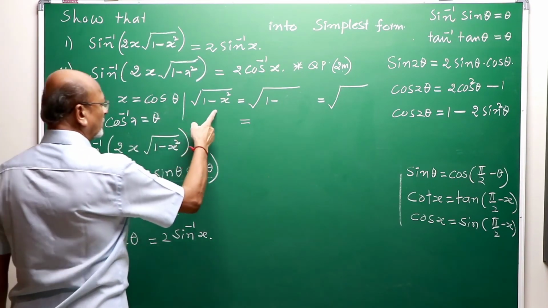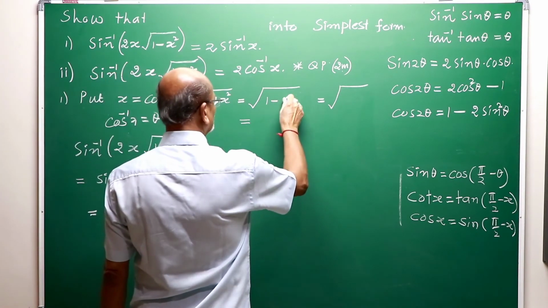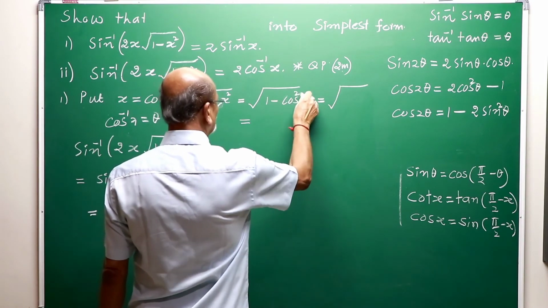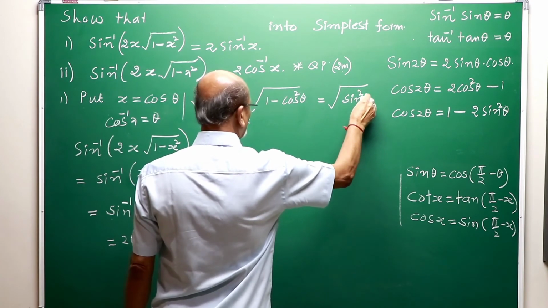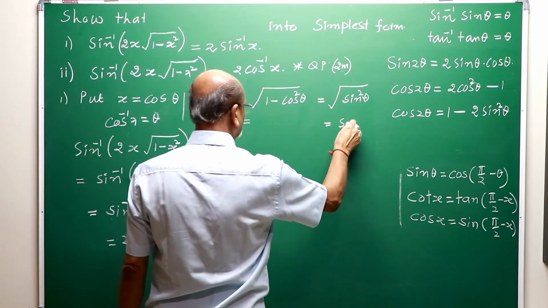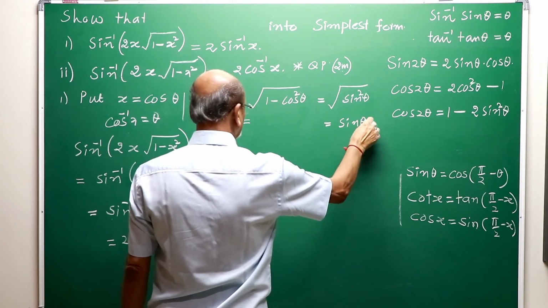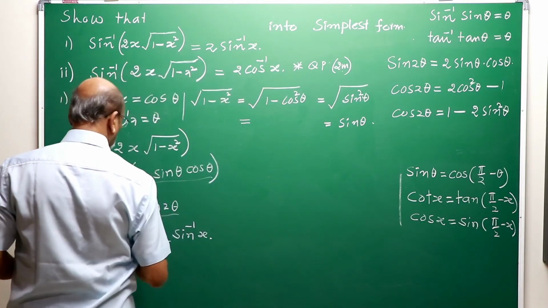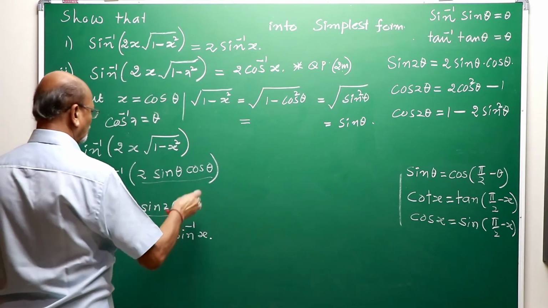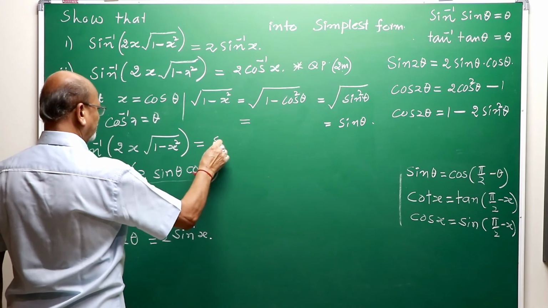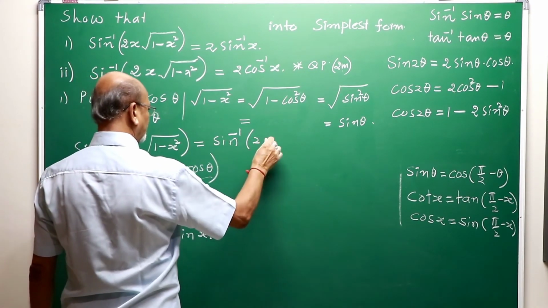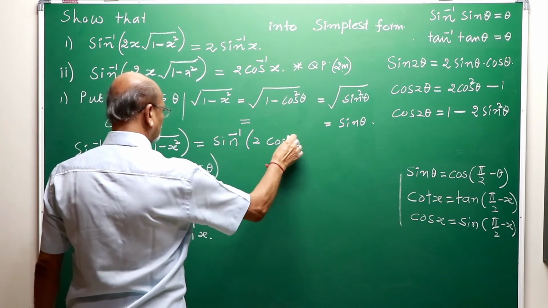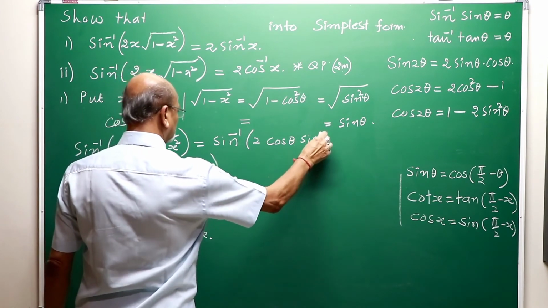Yes. 1 minus x square is 1 minus cos square. 1 minus cos square is sine square. Square root of sine square is sine theta. Yes, friend. It is equal to sine inverse of 2x, where x is cos theta and the root is sine theta.